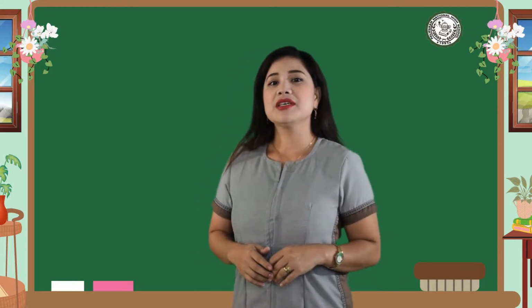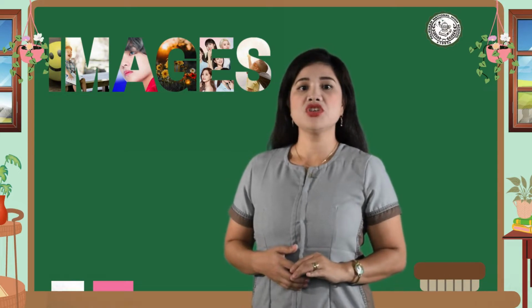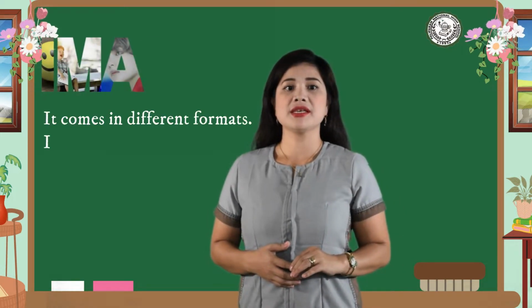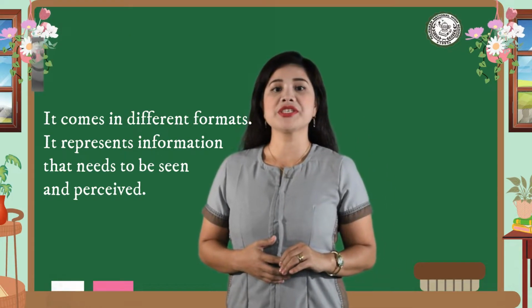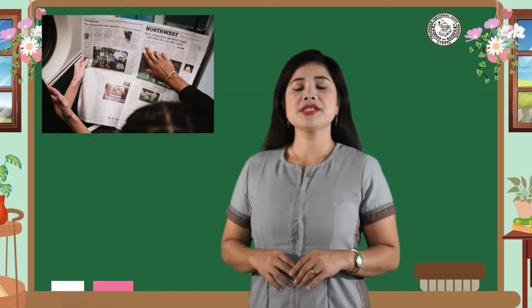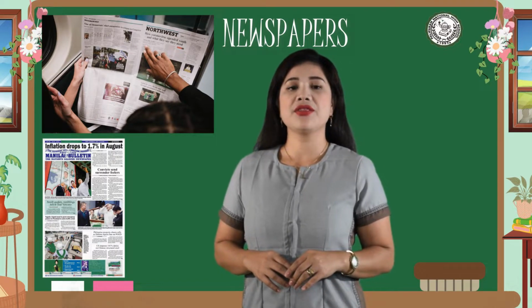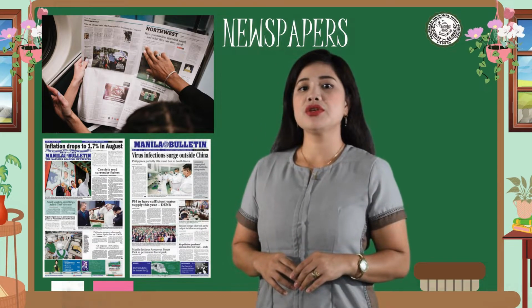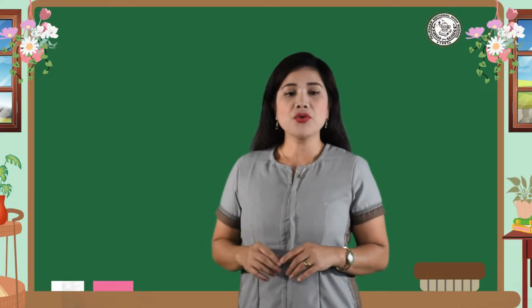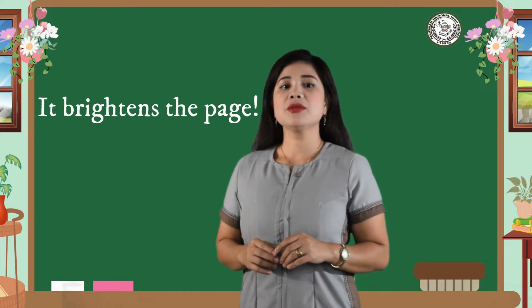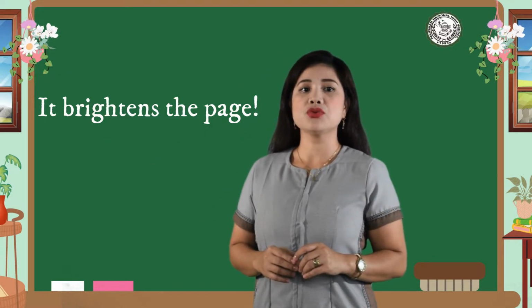Our topic is all about images. Don't you know, images come in different formats. They represent information that need to be seen and perceived. With the use of dramatic images, newspapers can easily sell their stories that hook the reader's eye to read the words. What else? Verloc said, yes, it brightens the page and sets the mood for the article too.